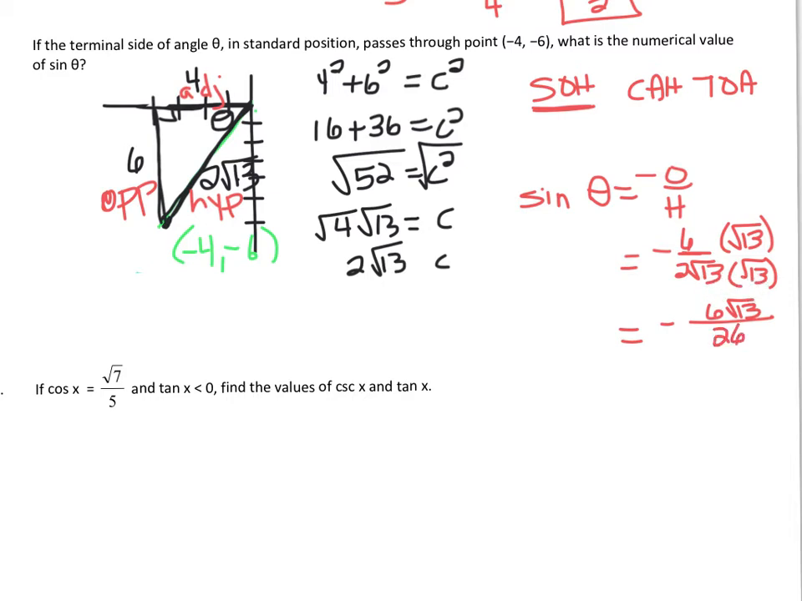Now, we're actually not done because look at that. You can simplify, right? This 6 over 26 would simplify to 3 over 13. So I'm going to rewrite this as negative, and then 3 radical 13 over 13. And that is our answer.